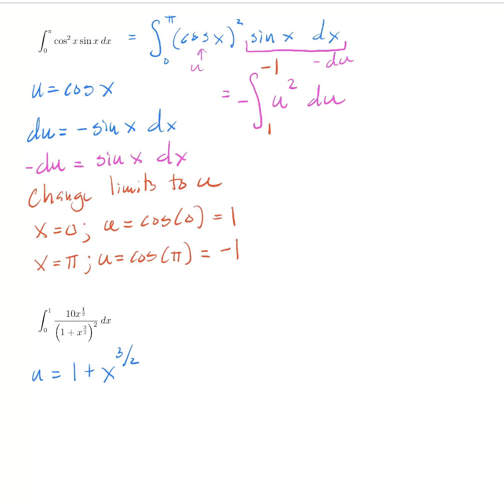Now I remember that if I multiply the integral by a negative sign, I can flip the limits of integration. So this negative right here gives me a positive, and I flip the limits of integration, -1 to 1, u squared du. You don't have to do that. You could continue as is. You just got to be careful with that negative sign when you evaluate the integral. Okay, so now we're done.